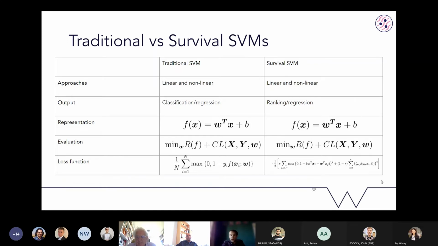Perfect. So I'm going to pass you on to David now, who's going to talk about another regularized model, which is called Cox-Net, and it's based on maximum likelihood estimation. In the meantime, if anyone's got any questions, please feel free to ask.